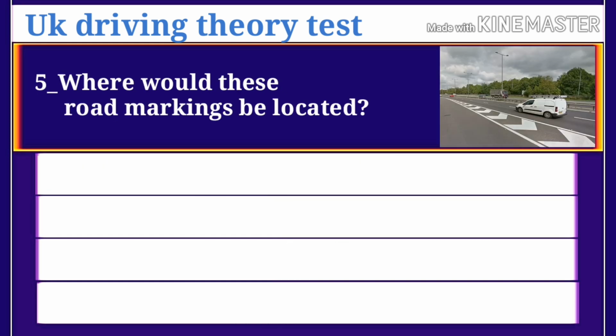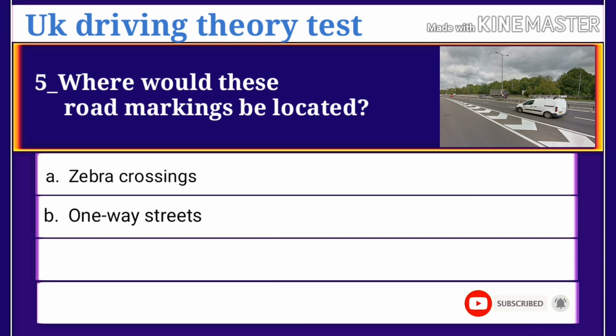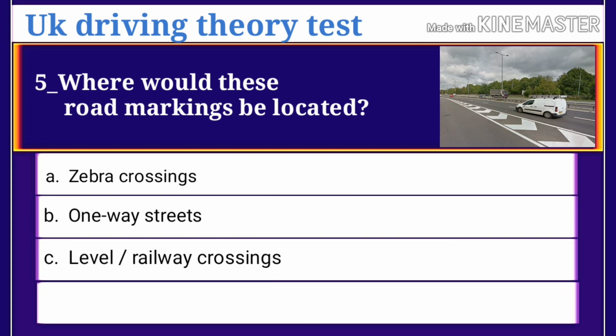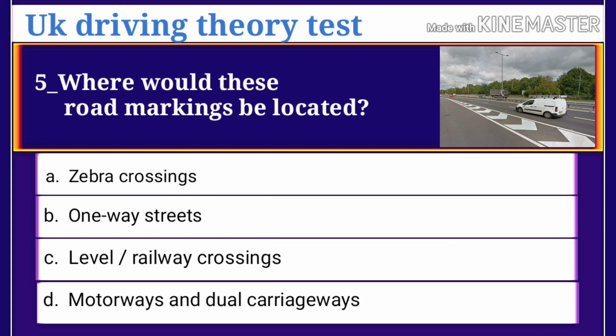Question 5. Where would these road markings be located? A. Zebra crossings. B. One-way streets. C. Level railway crossings. D. Motorways and dual carriageways. The correct answer is D. Motorways and dual carriageways.